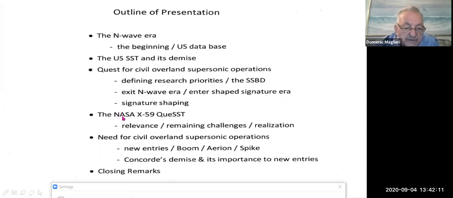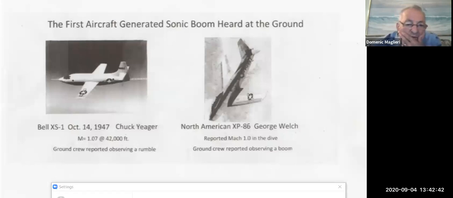Then we'll introduce the X-59, talk about its relevance as far as the full-scale vehicle is concerned, the remaining challenges, and when they might be realized. Again, address the need for overland supersonic flight, the new entries, how it might affect them, the three of them: Boom, Aerion, and Spike. We'll talk Concorde and its demise and its importance with regard to the new entries, and then some closing remarks.